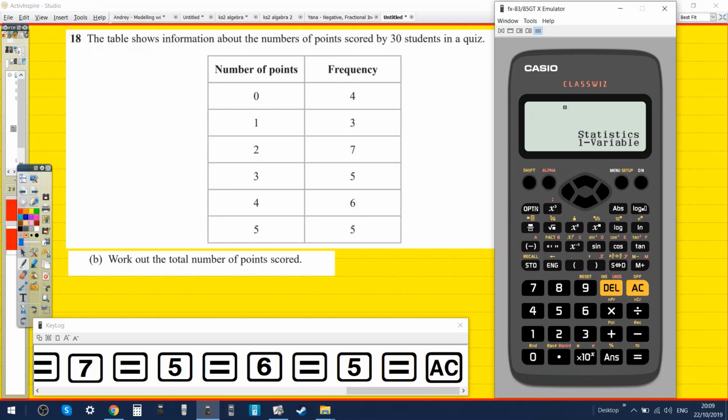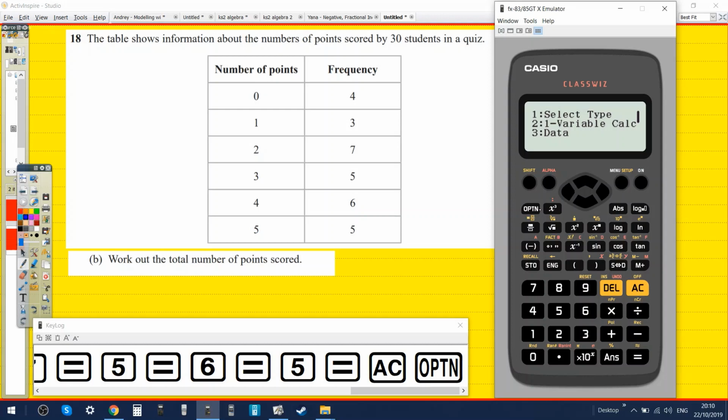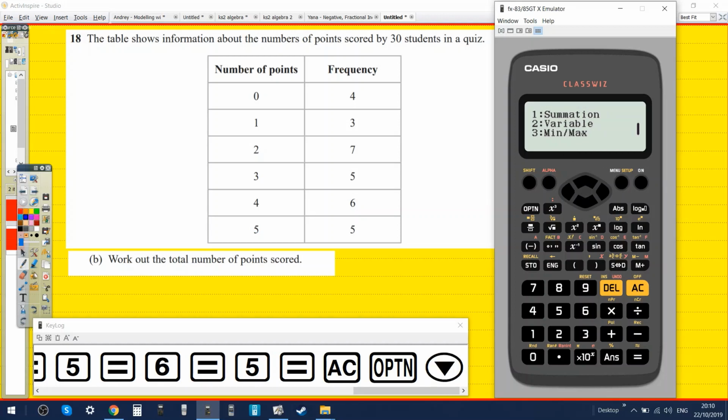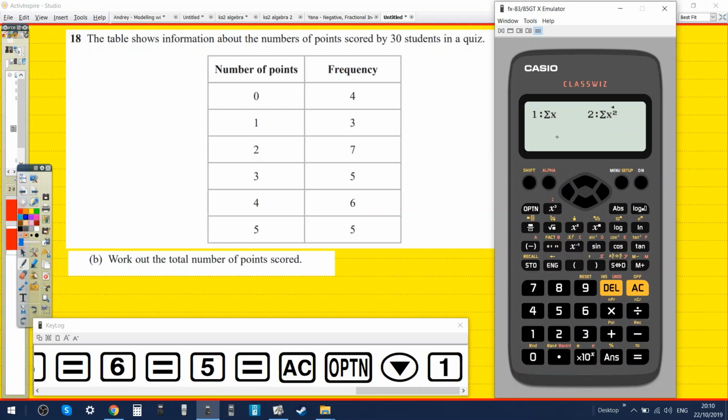AC. Option. This option button right here under shift. What do we want to do? The total number of points. Okay. Press down. We want summation, I think. That is summing, adding them all up. Press 1. Yeah, this one, sigma x, that means add them all up. Press 1 again and press equals for the answer. The answer is 81. I bet it isn't.